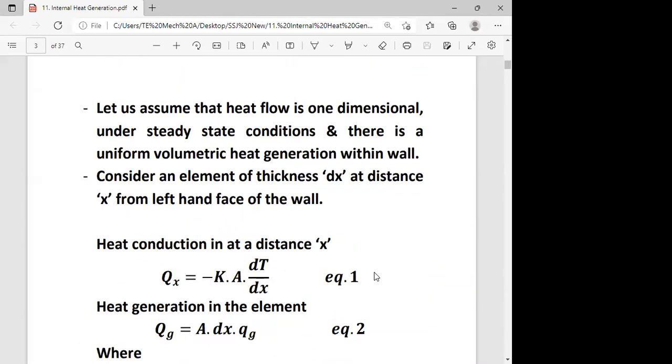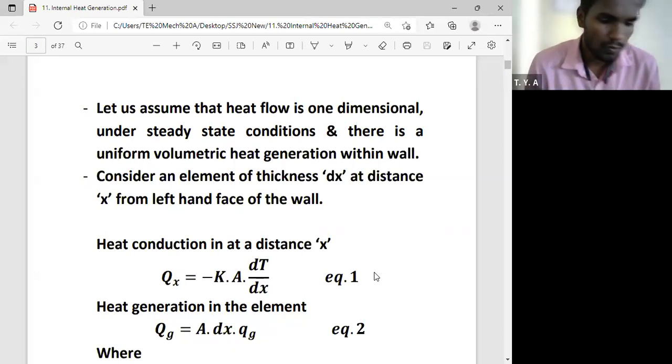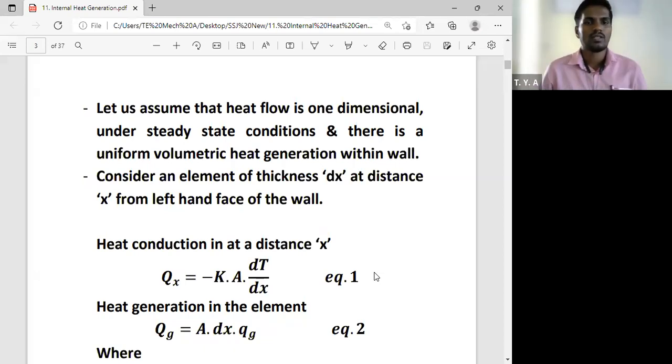Okay, so write down, let us assume some conditions. For this derivation, we have to consider that, let us assume that heat flow is one dimensional.